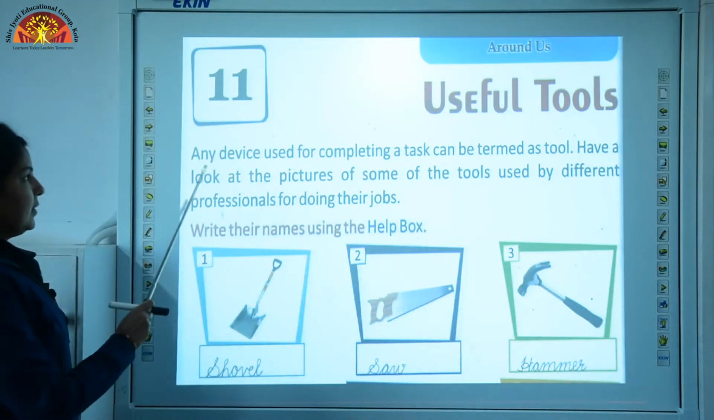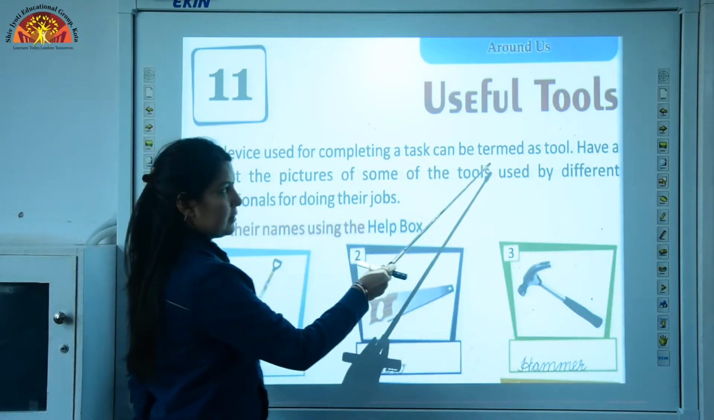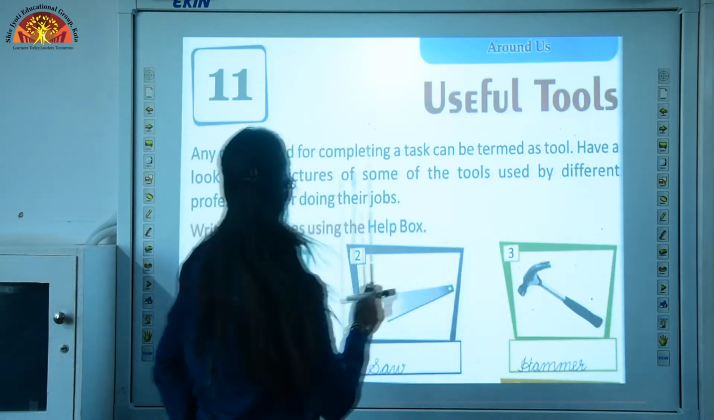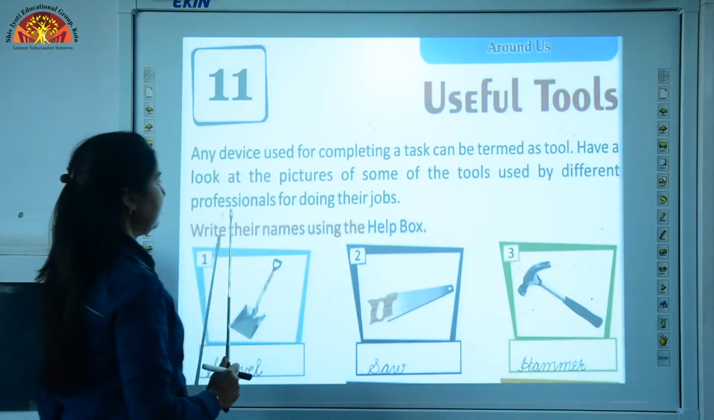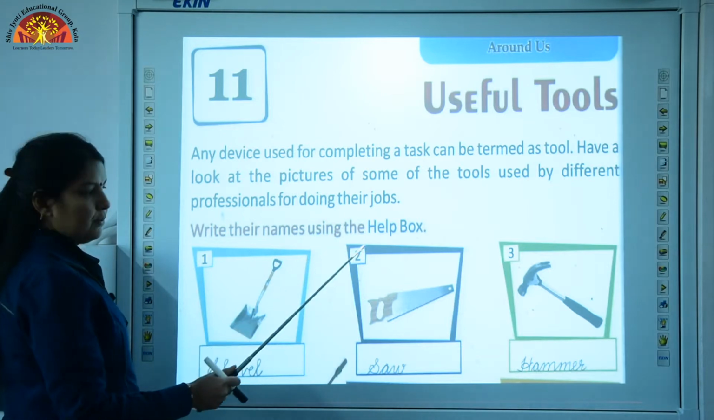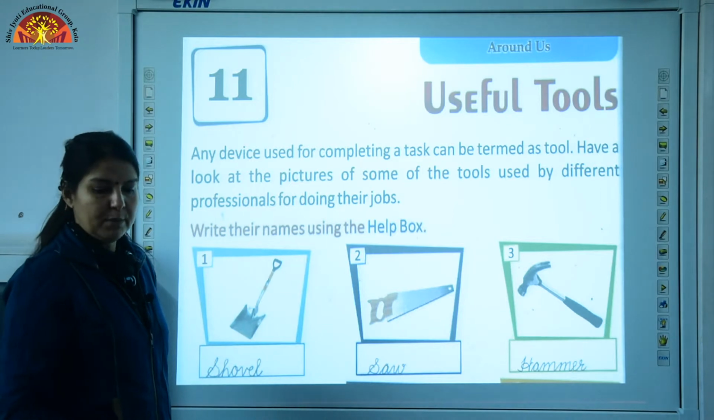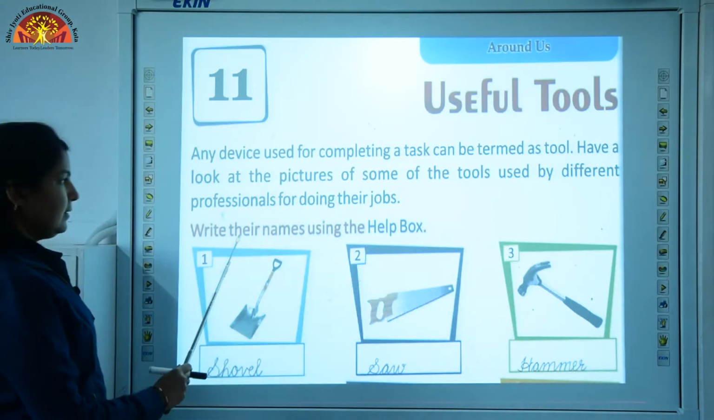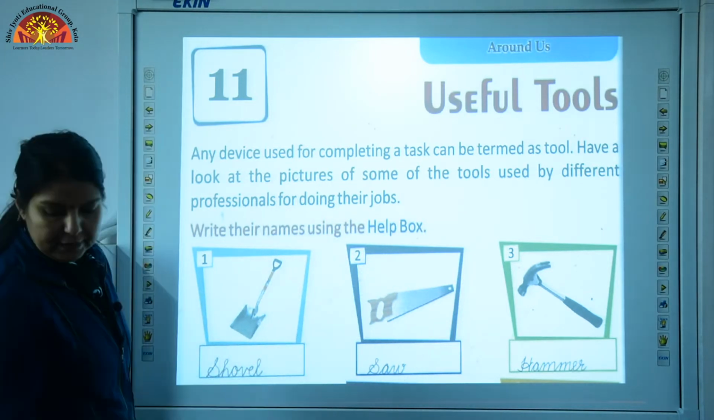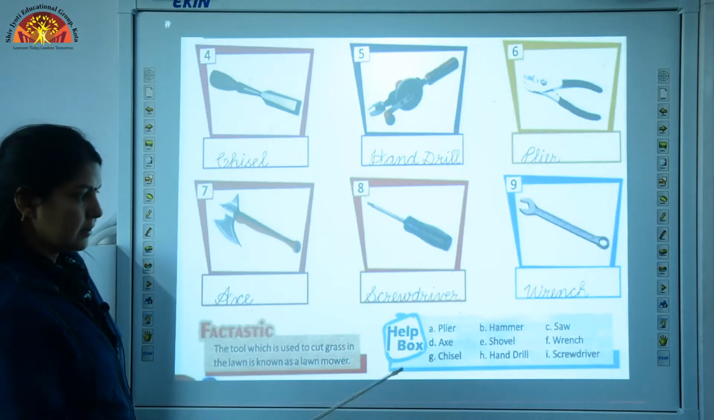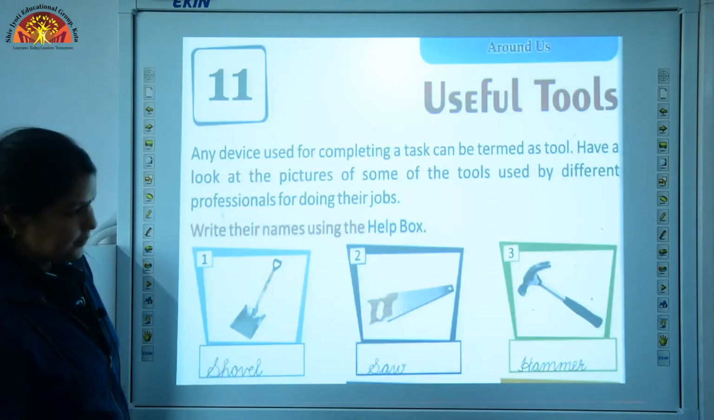First of all, any device used for completing a task can be termed as tool. Have a look at the pictures of some of the tools used by different professionals for doing their jobs. These tools are used by different professionals for doing their job properly. Now, write their names using the help box. Now, we will see all these tools, find out their names from the help box. It is given at the bottom of the chapter. Now, we will start from first.